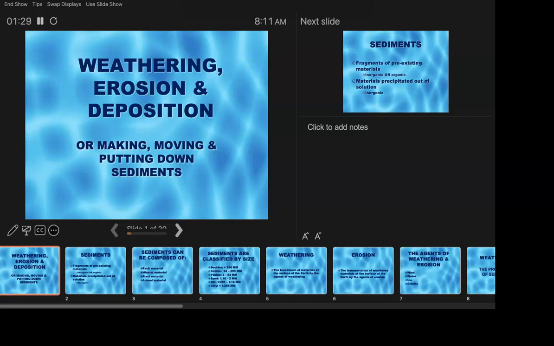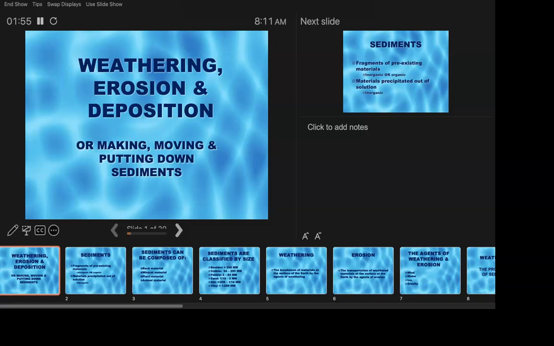So this title slide really could say it all. It'd be nice, wouldn't it, if we just had a one-slide lecture? But weathering, erosion, and deposition: making, moving, and putting down sediments. There's three definitions right there. All right. Weathering is making sediments, super short, non-scientific definition there. Erosion is moving sediments.